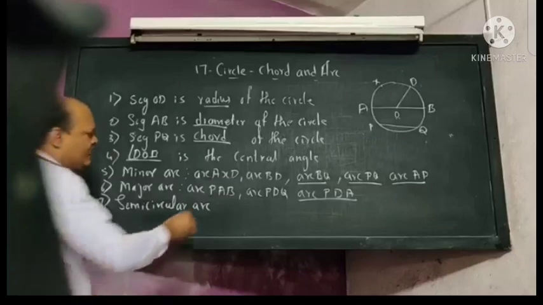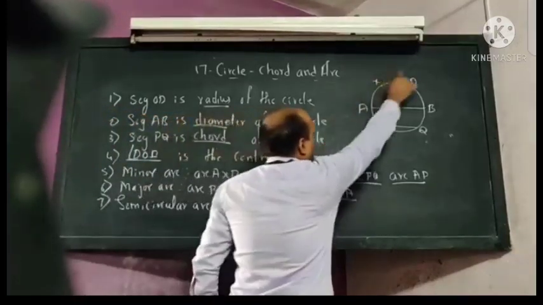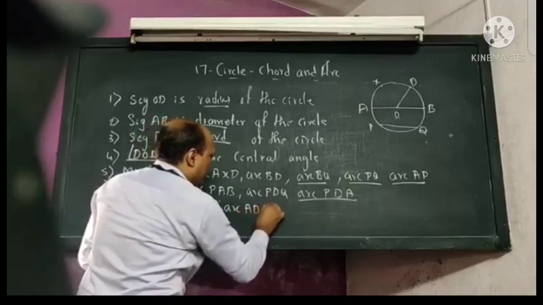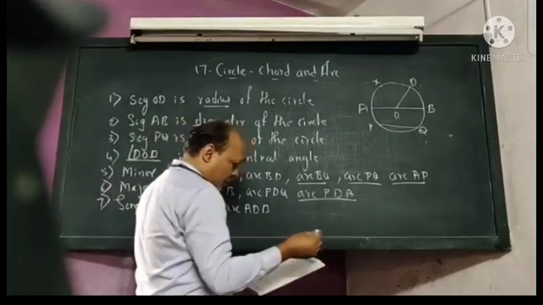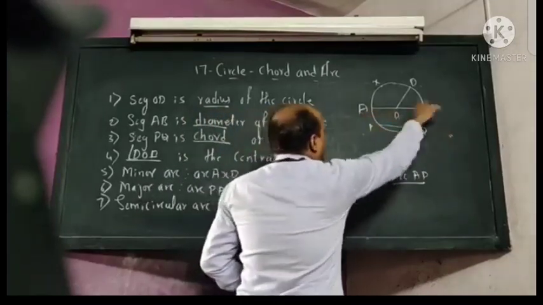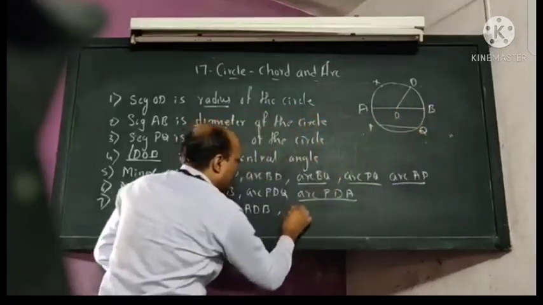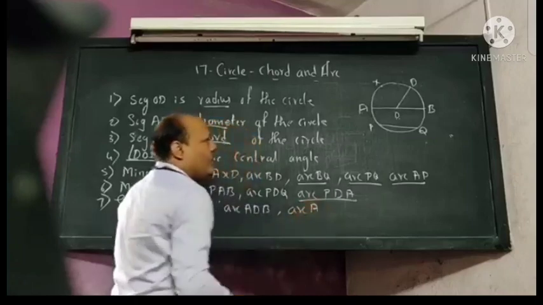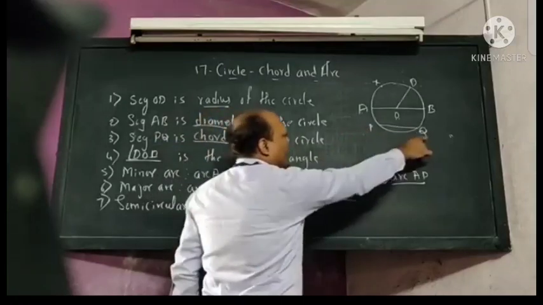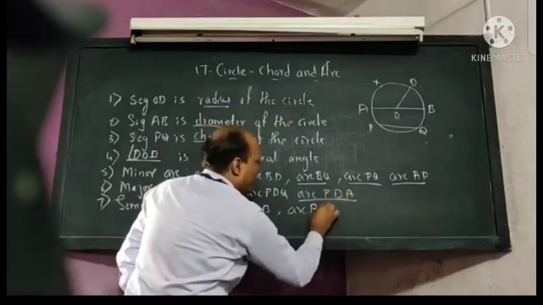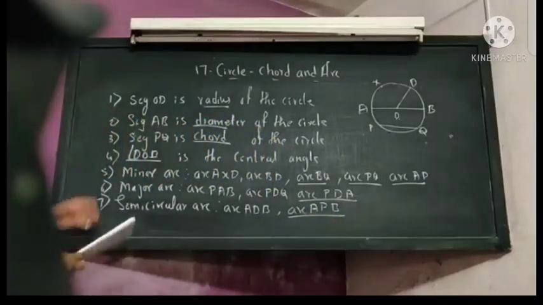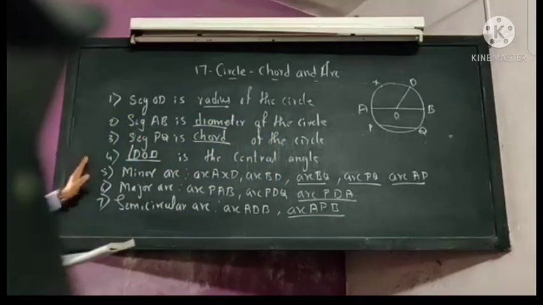Semicircular arc. Semicircular means 180 degrees. ADB is already given to you. And the next we are going to take from A in the reverse, APB or AQB, anything you can write. You can start from alphabet A and you have to end at B. That means in the middle you can take P also, you can take Q also. Is it clear? APB. I hope all of you understood it. These are the points we have already learned in the lower classes.